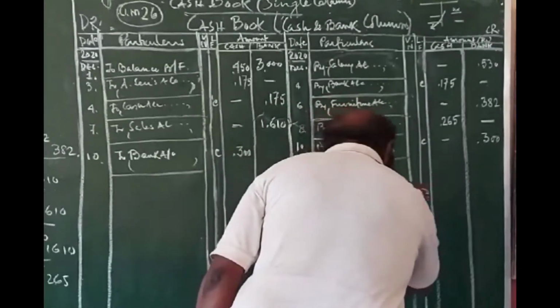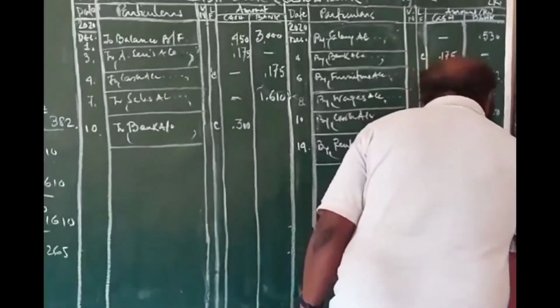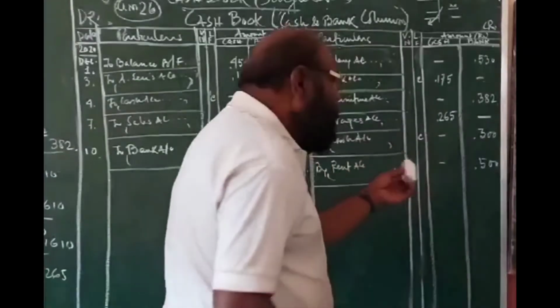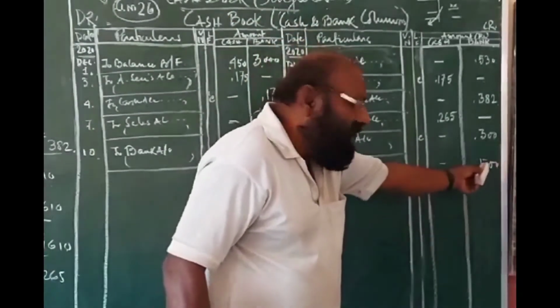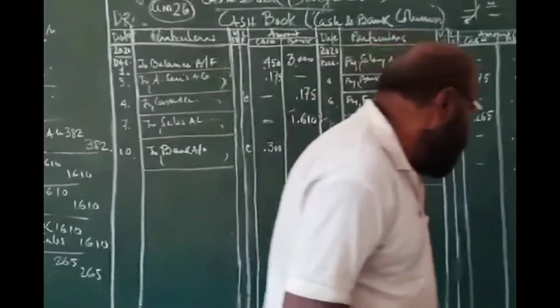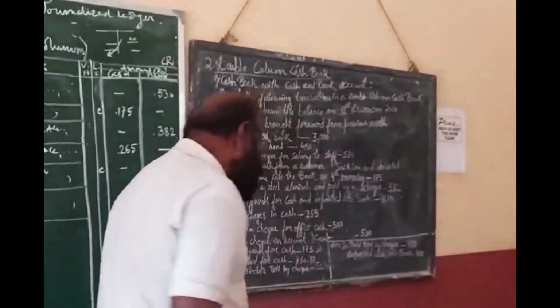Being the check paid for rent. Therefore, payment of rent has not resulted in reduction in the balance of your cash, but your bank balance is reduced by ₹500. Okay. Then brought goods for cash 175.